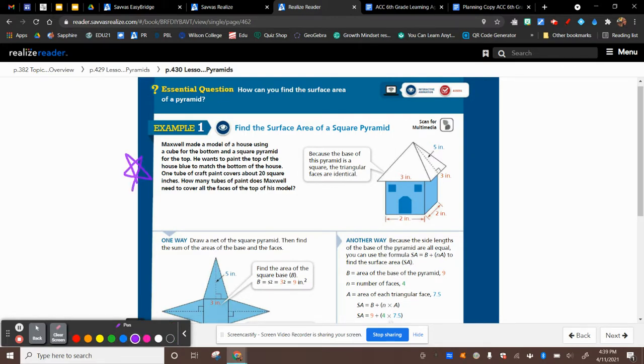So this example 1 talks about this model of a house. The bottom's a cube, and then it has a square pyramid for the top. So if he wants to paint the top of the house, and we know how much his paint covers, it covers about 20 square inches. How many tubes of paint does he need? So this is a roof, and it's telling us here that the pyramid is a square. So that means that the triangles are identical.